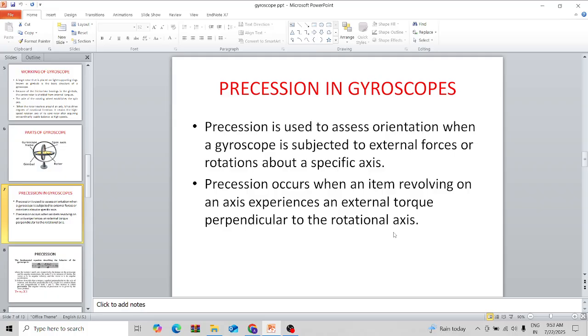It is used to assess orientation when a gyroscope is subject to external forces or rotations about a specific axis. Generally, we can say that when an item revolving on an axis experiences an external torque perpendicular to the rotational axis, precision occurs.